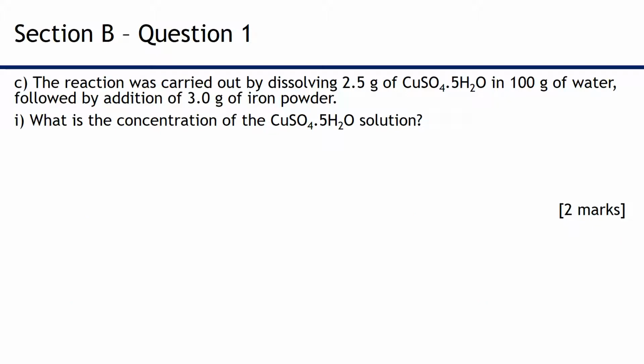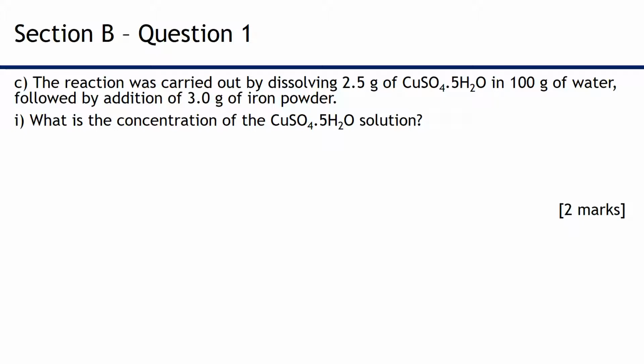Then in part C of question 1, you're told that the reaction was carried out by dissolving 2.5 grams of copper sulfate pentahydrate, CuSO4·5H2O, in 100 grams of water, followed by addition of 3 grams of iron powder. Part I here is: what is the concentration of the copper sulfate pentahydrate solution?